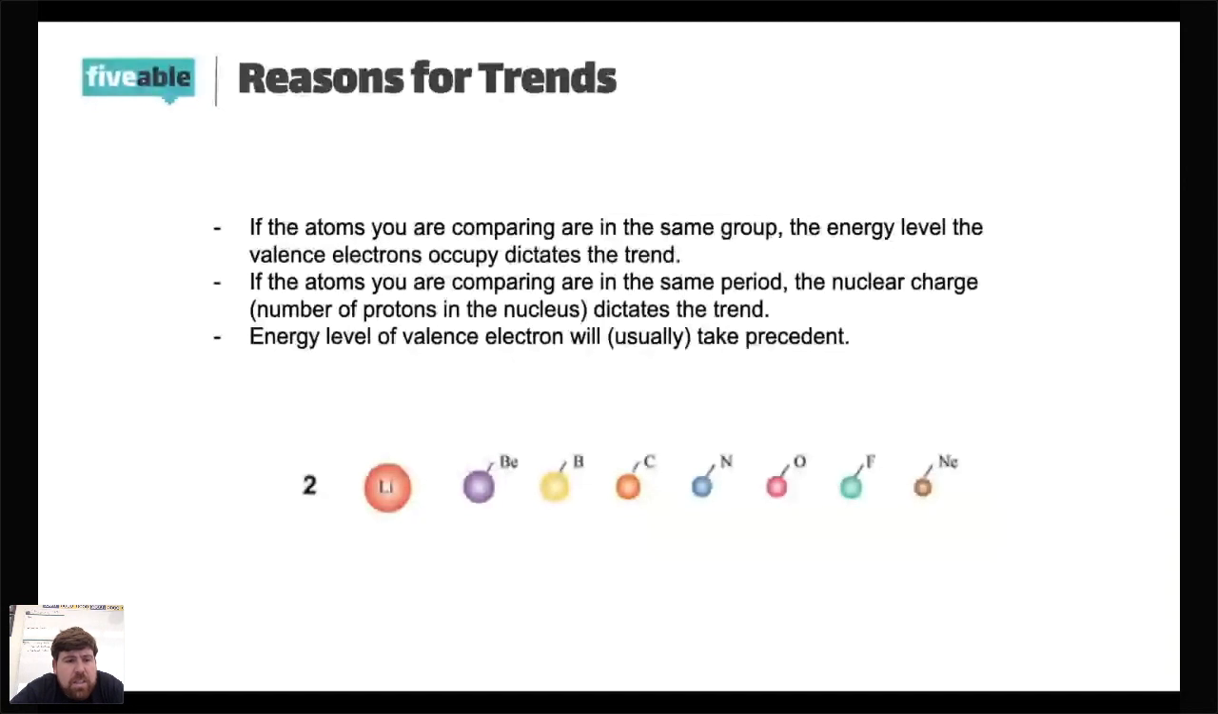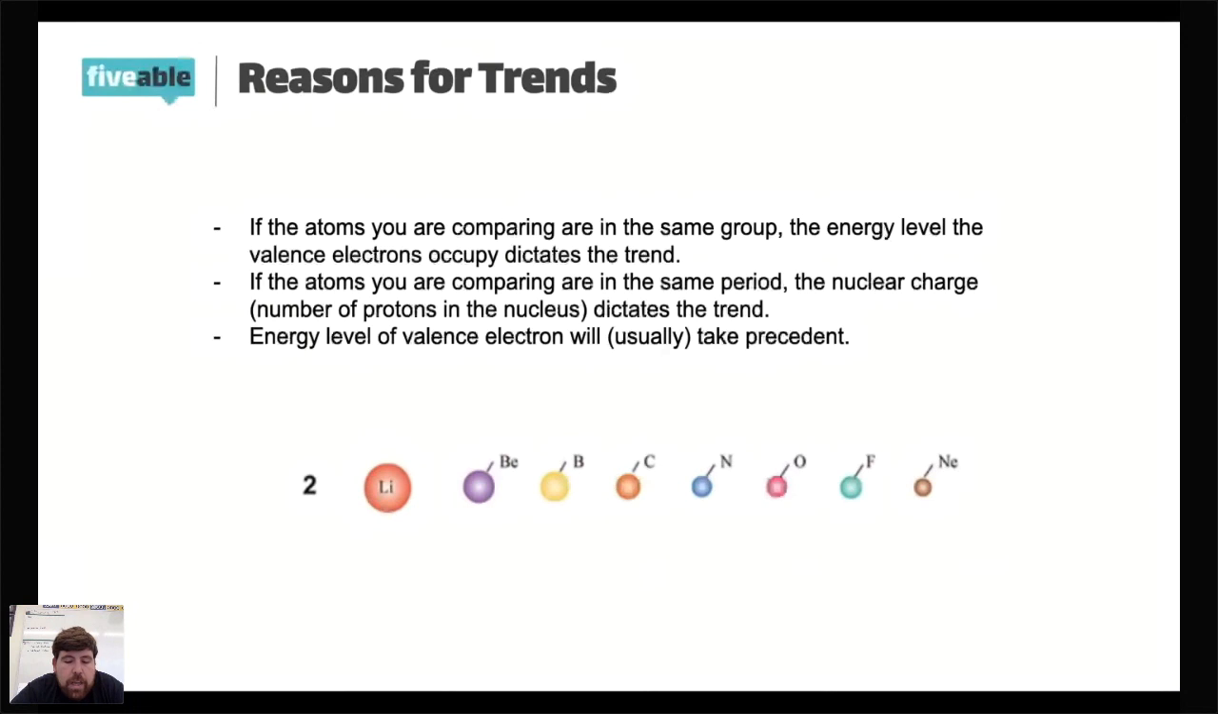And as electrons get further away from the nucleus, they become less attracted to the nucleus as well. If the atoms you are comparing are in the same period, that means left and right, then the electrons are in the same energy level. You cannot use that to define your trend. It is all about the nuclear charge in that case. Nuclear charge is defined as the number of protons within the nucleus.